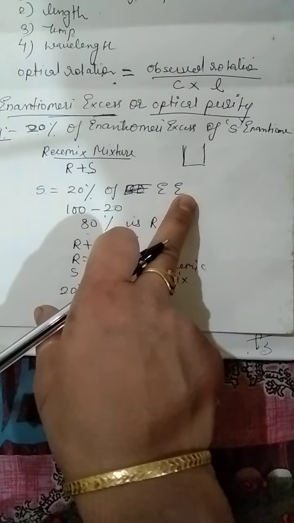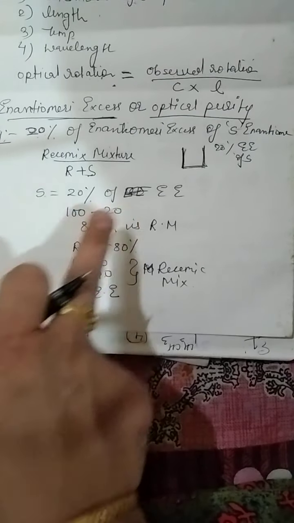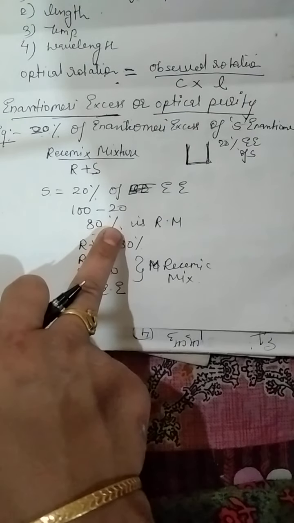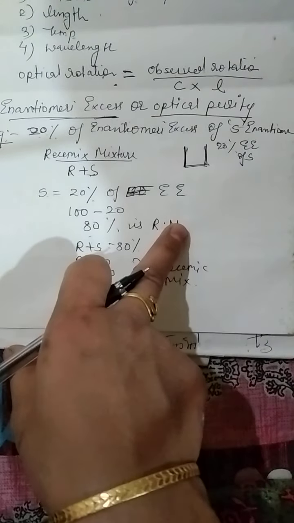पूरा कितना है? पूरा 100% है. टोटल 100 है. 100 में से 20, that is the extra portion, वो निकाल दिया, तो 80% बचा है. वो 80% रेसमिक मिक्सचर है. रेसमिक मिक्सचर मतलब R और S दोनों इक्वल प्रोपोर्शन में रहेंगे, मतलब जब मिक्सचर 80% है, तो इसके अंदर 40% R है, 40% S प्रेजेंट है. ये हो गया हमारा रेसमिक मिक्सचर.